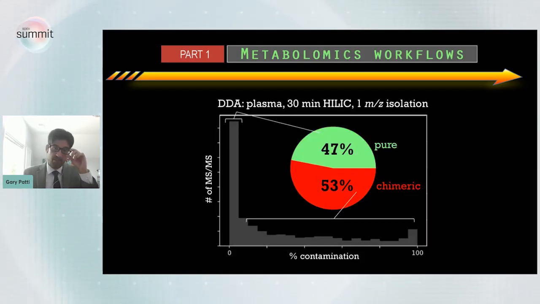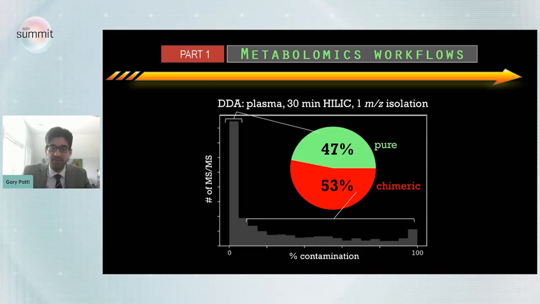So many groups have transitioned to using DDA, data-dependent analysis. There, instead of using large isolation windows, you're using narrow isolation windows, most commonly 1 m/z. And you do the same experiment. We use plasma, 30-minute HILIC separation, again 1 m/z. And these are the results that you get.